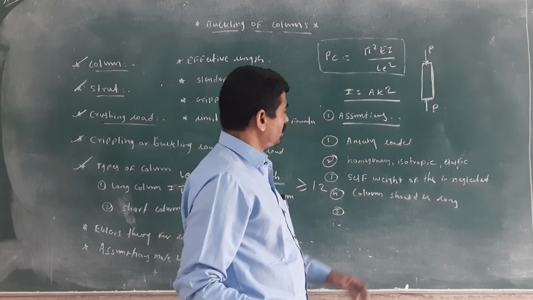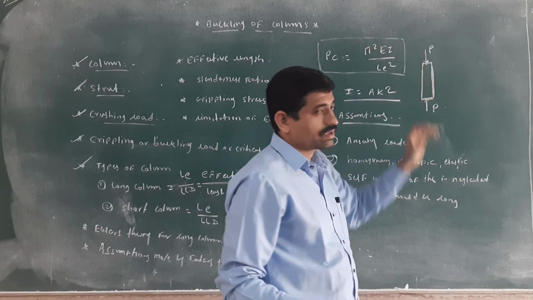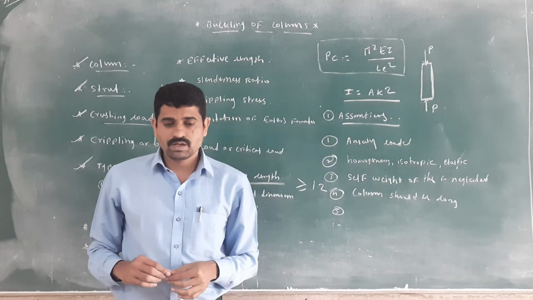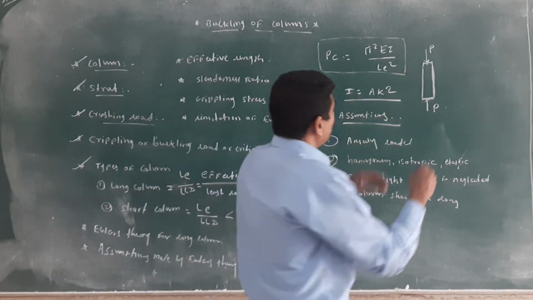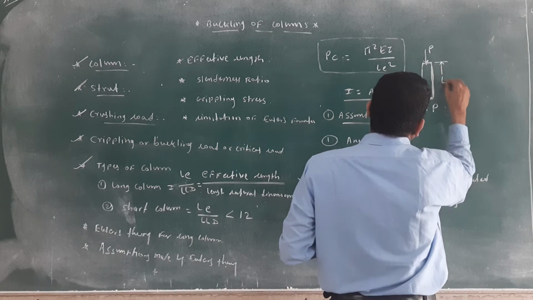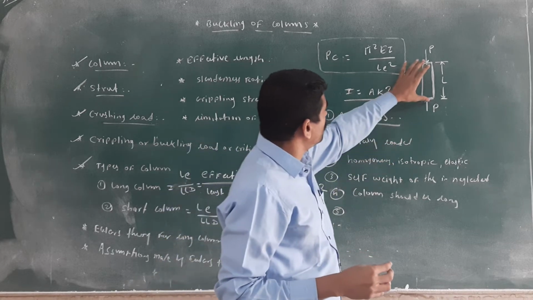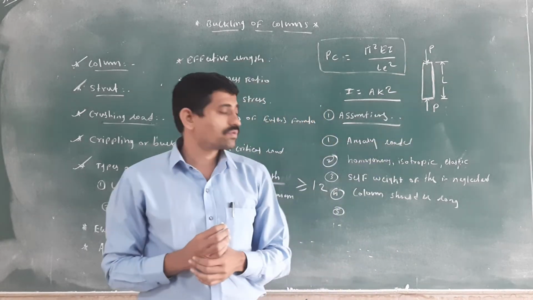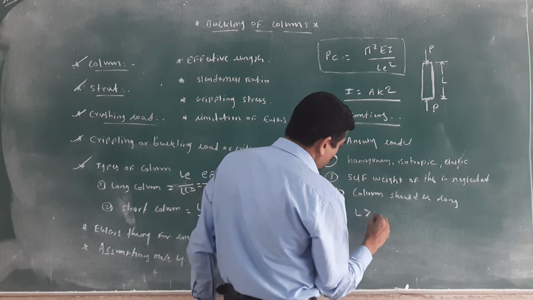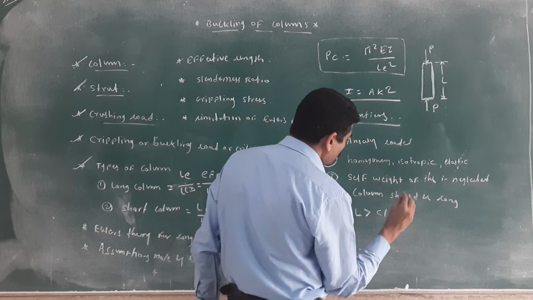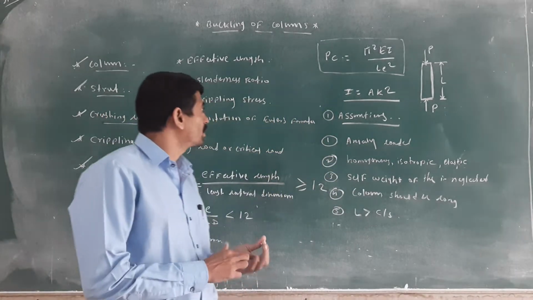The column length will be, what we can say, very large. The length of the column is very large as compared to the cross section of the column. As compared to the cross section, the length should be long or greater than the cross section of the column. You have to remember these assumptions made by Euler's theory.